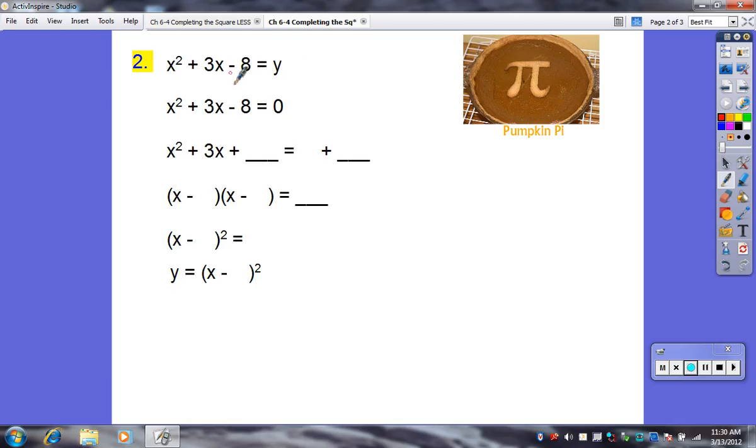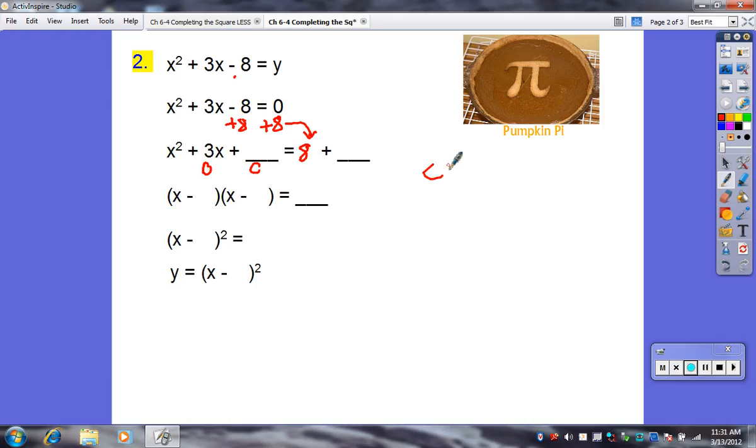We have, here's our B, here's our C. So the first thing we're going to do is set it equal to 0. Then we're going to add our 8 to both sides. Remember to pause me at any time if you need to, if I'm going too fast for you. So then this 8 just gets brought over. Now here's our B, here's our C.